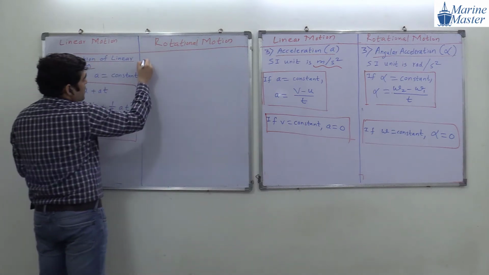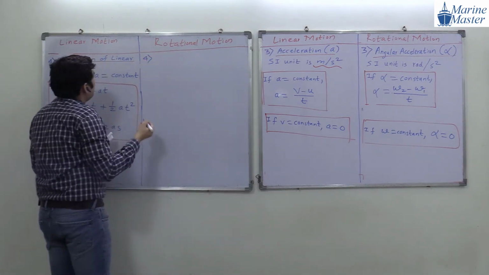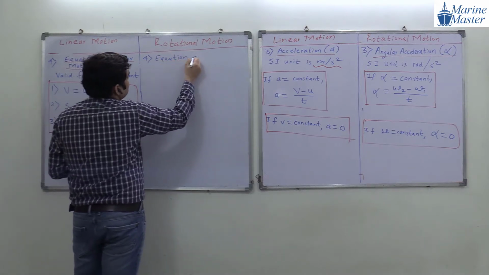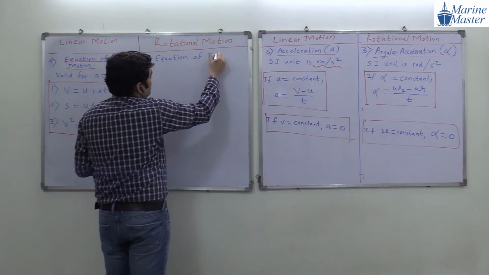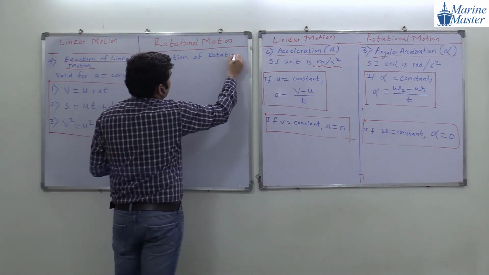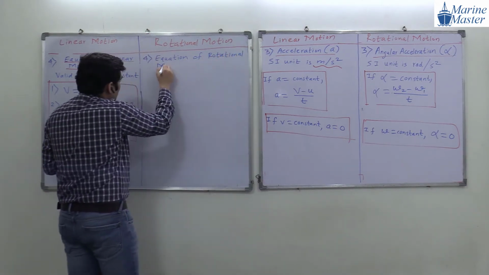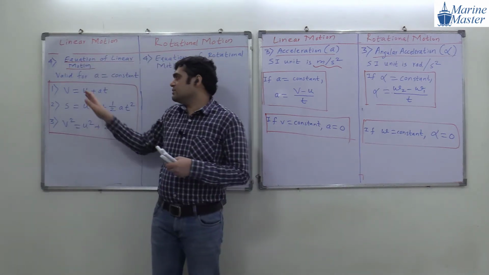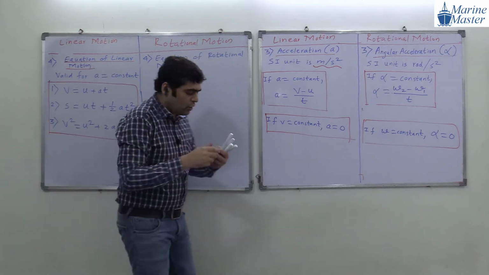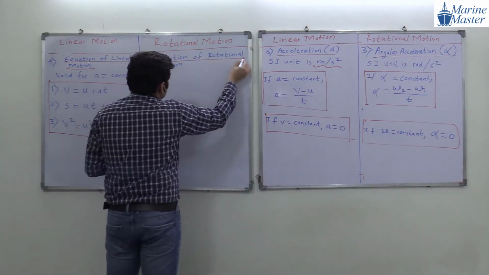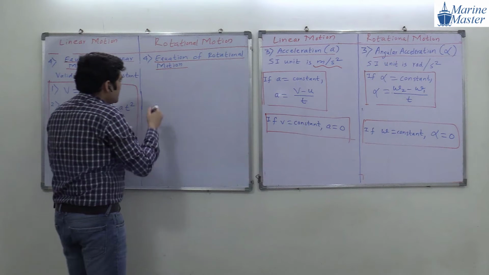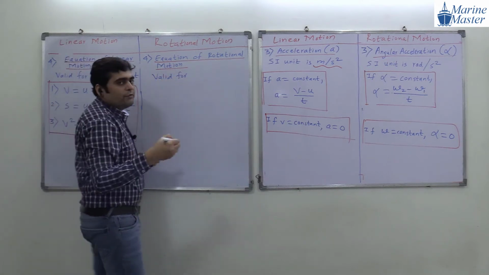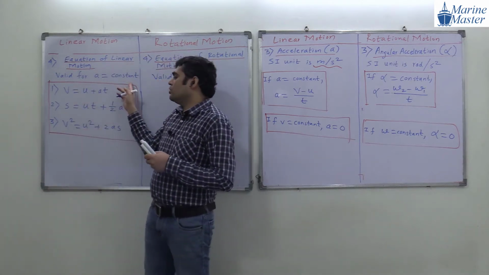The fourth point will be what, guys? Equation of rotational motion. So this equation of rotational motion is valid for what, guys? If a is equal to constant. Okay. So the equation of rotational motion is valid for a is equal to constant.